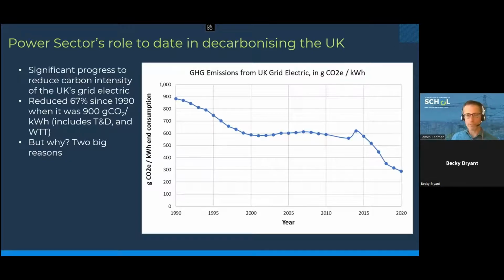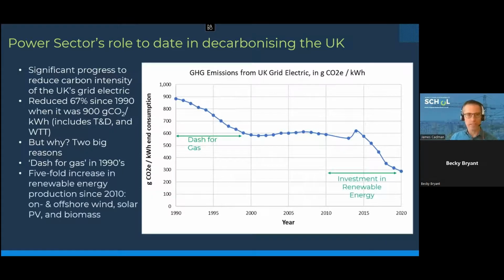And there's two big reasons for that. First of all, we had the dash for gas in the 1990s, where we moved a lot of our power fleet away from coal to gas turbines. So that did a lot for us. And then more recently, as I'm sure you're aware, there's been a lot of investment in renewables, solar PV, offshore and onshore wind turbines, biomass, other kinds of things as well. So a lot of this decarbonisation, that coming down towards net zero, has been done for us when it comes to our own electricity use, our scope 2.